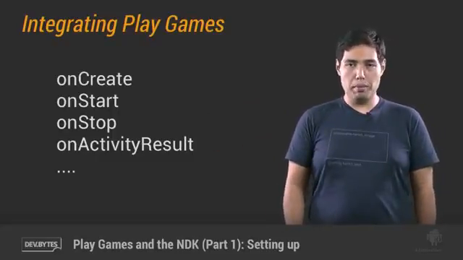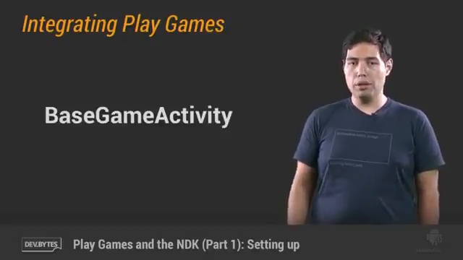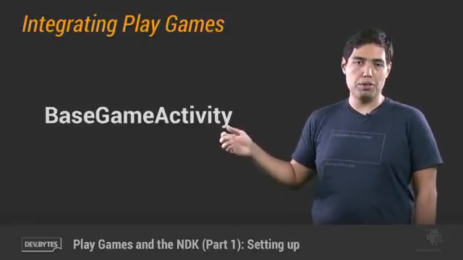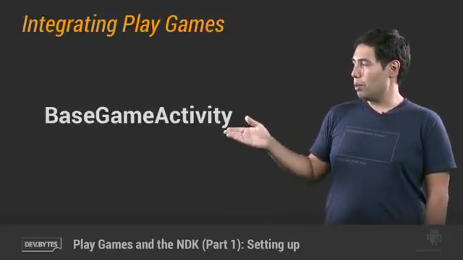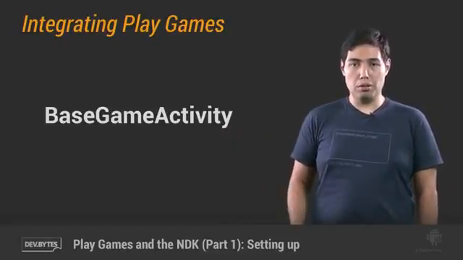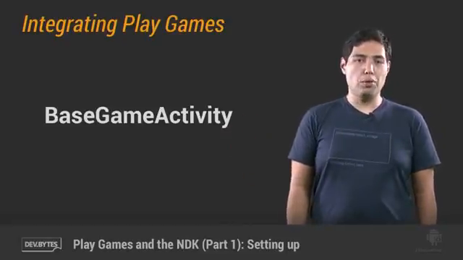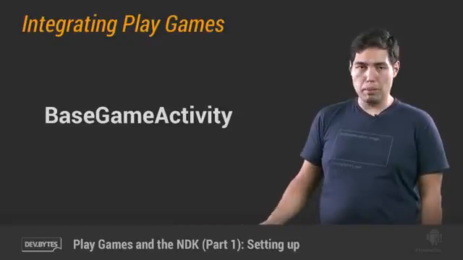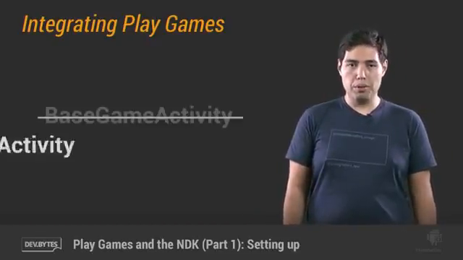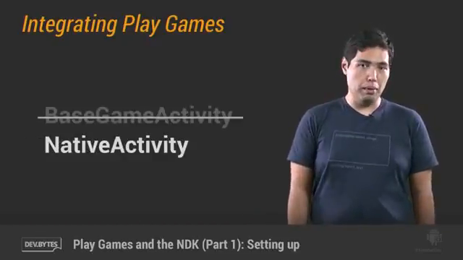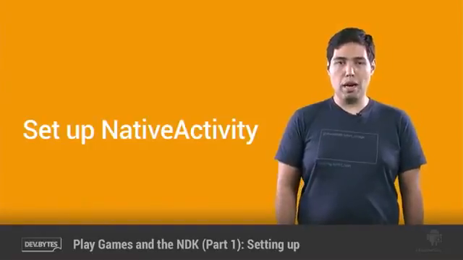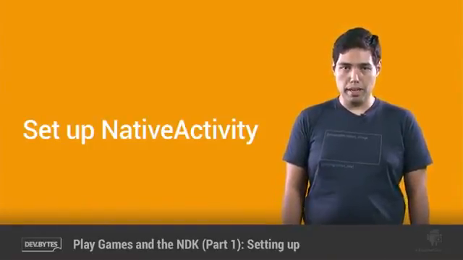Normally, if you're writing a game that's not native, you can usually get away with just subclassing BaseGameActivity, which is a class that we have in the samples. When you subclass BaseGameActivity, all that lifecycle is connected for you. Now, of course, if you're writing a native game, you can't subclass BaseGameActivity, because you have to use NativeActivity for a native game. So we're going to talk about how to set up NativeActivity to do exactly that.